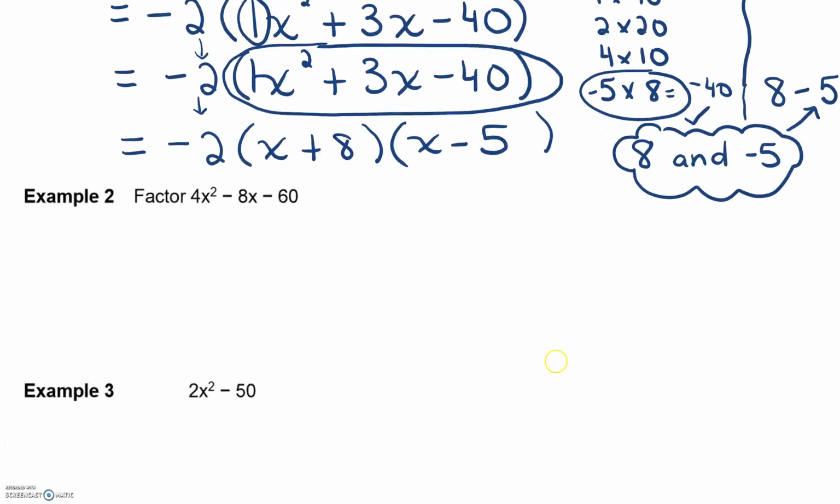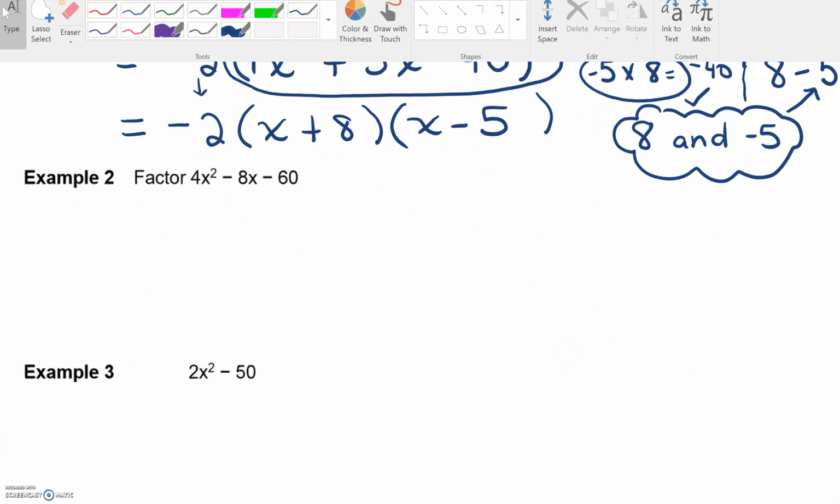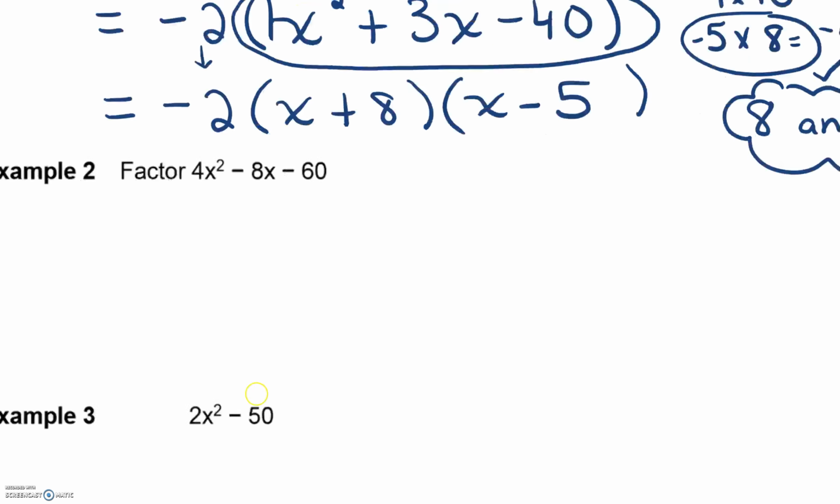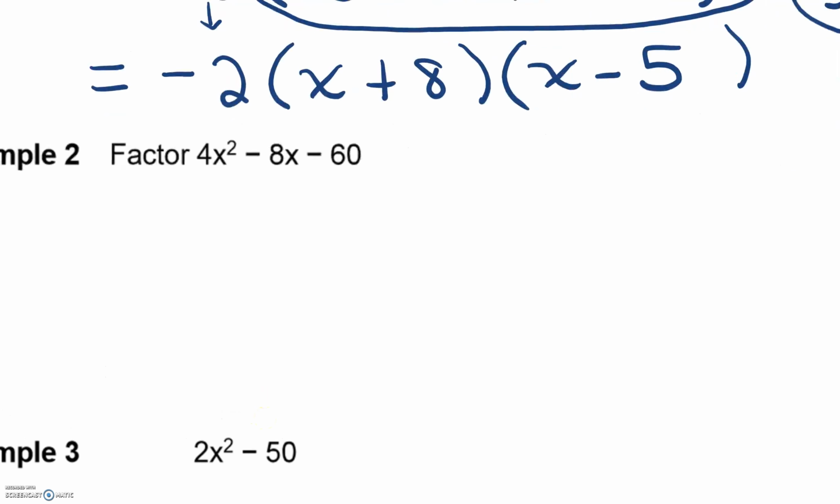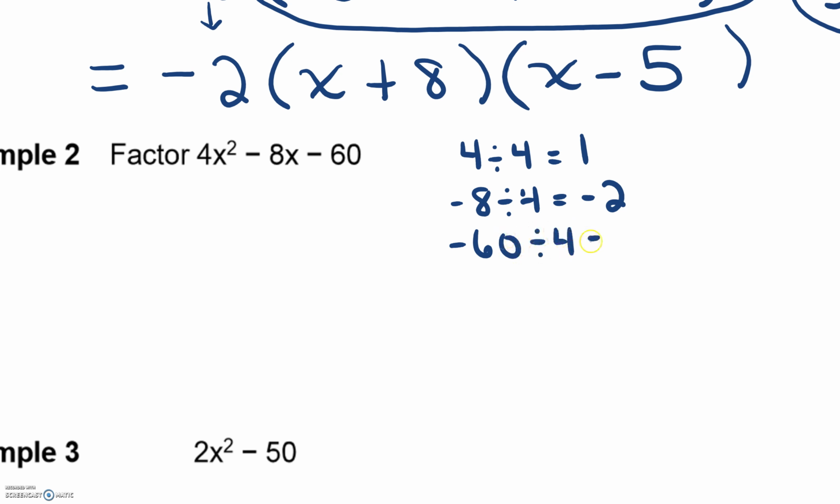So let's do a couple more examples here and see what's happening. You just got to practice common factoring. So for example 2, we're going to common factor. Here you can take out a 2, but you want to take out the greatest common factor. In this case, what I would tell you is try to take the lowest number and see if it divides by all of these. So 4 divided by 4 is equal to 1. Negative 8 divided by 4 is negative 2. And negative 60 divided by 4, I believe, is negative 15.